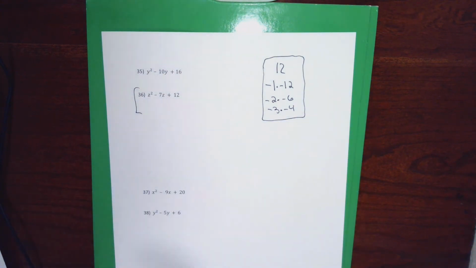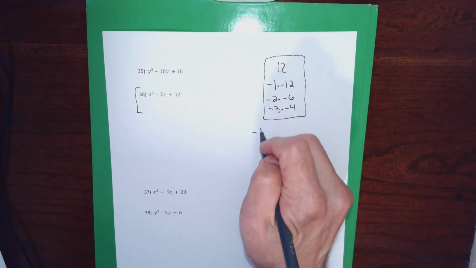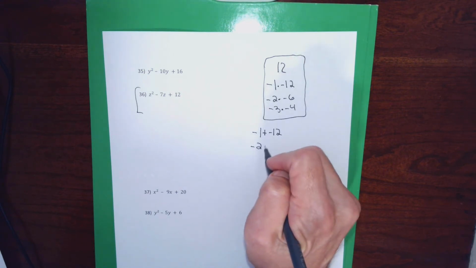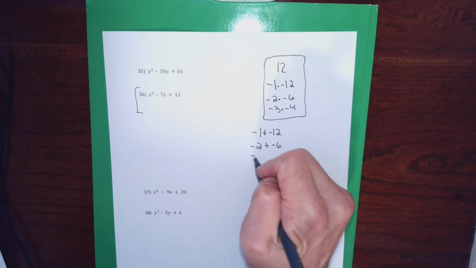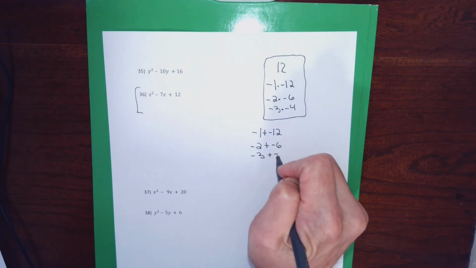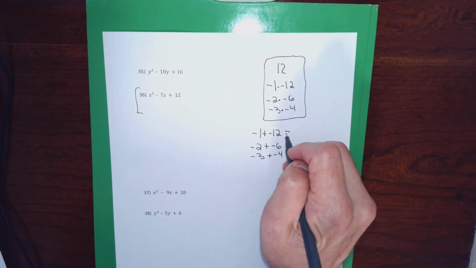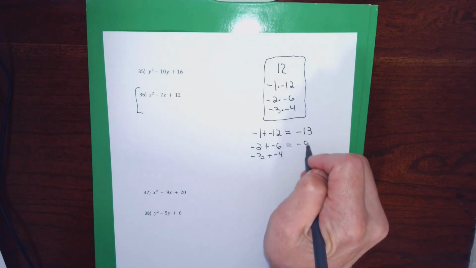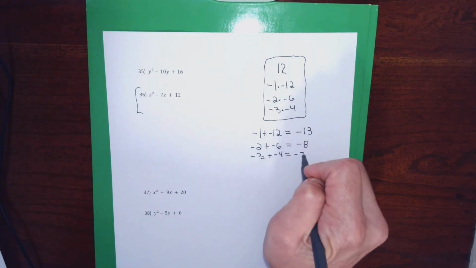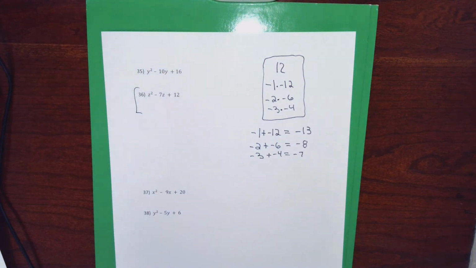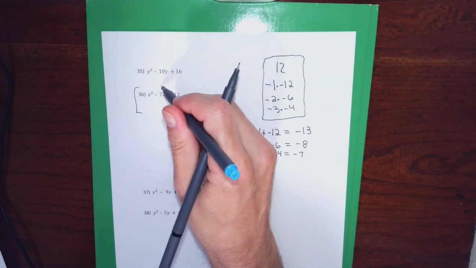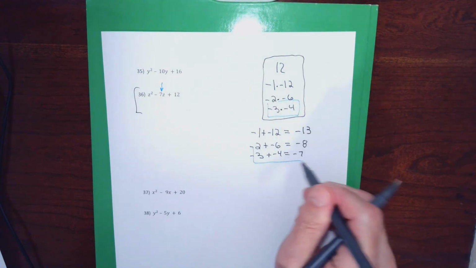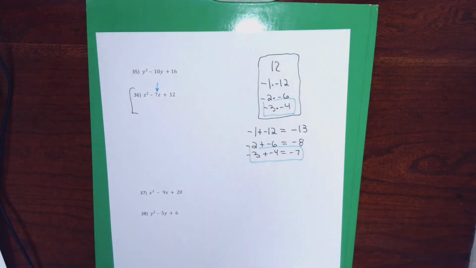Now I'm going to move on and I'm going to add these. I'm going to do negative 1 plus negative 12. I'm going to do negative 2 plus negative 6 and negative 3 plus negative 4. Because the signs are both negative, you're going to add and keep the numbers negative. So those are the results of my adding. Now I can see the pair that I need because I know I need to get that negative 7. So the minus 3 and minus 4 are going to be what I need.